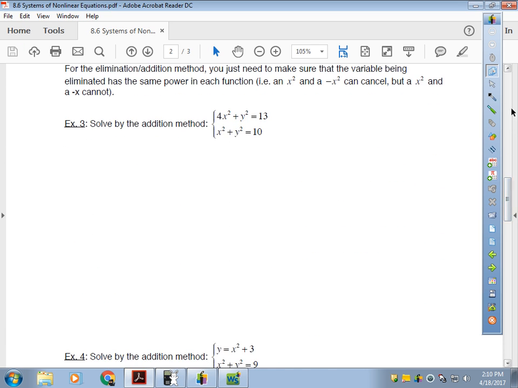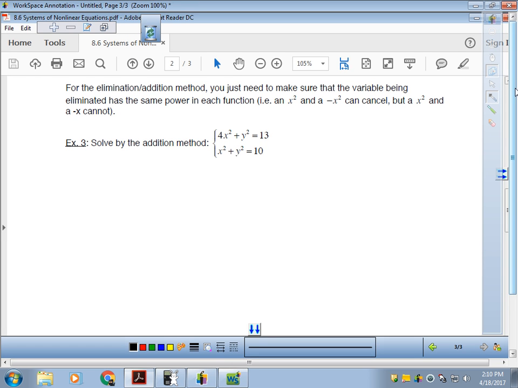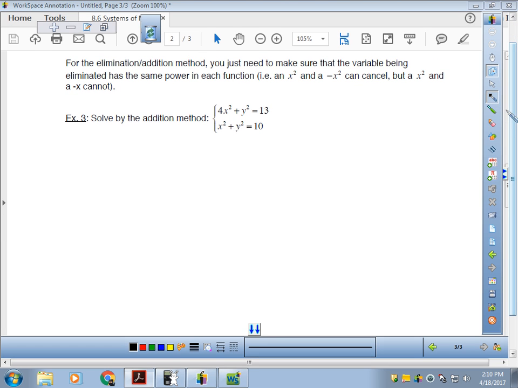Now, we can also use the addition or elimination method to solve these systems, but you have to be a little bit more careful with these. When you're doing elimination, you need to make sure that the powers are the same, meaning an x squared can only be canceled out by a negative x squared. You can't have an x squared and a negative x cancel out. They don't work. This has a power of 2, this does not, so they can't cancel each other. So you've got to make sure things have the same power before you try to cancel them.